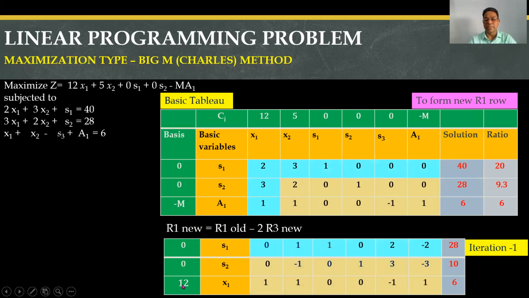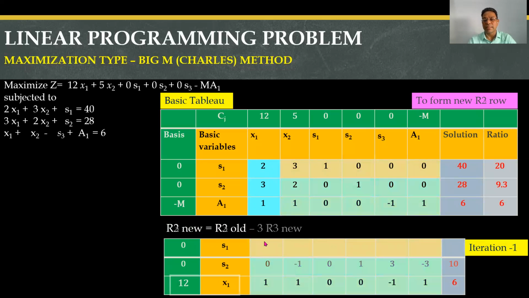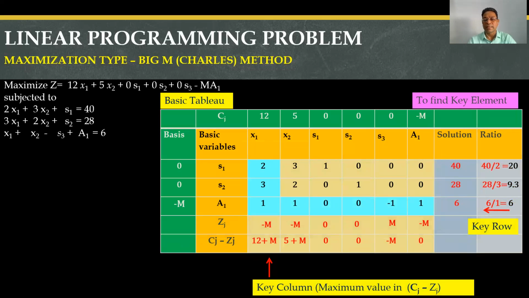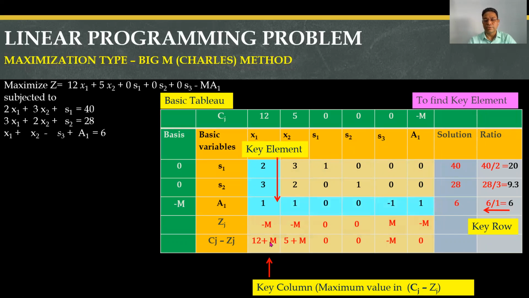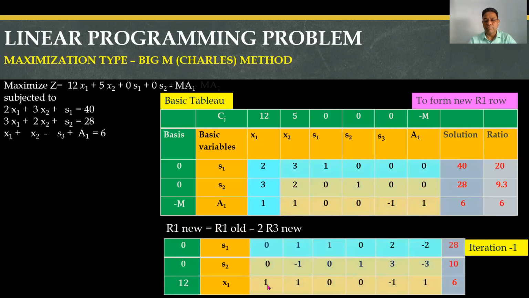Now since x1 is a basic variable, it should be part of the identity matrix. So what was the identity matrix earlier? The identity matrix earlier here was S1, S2 and A1. Who is leaving the variable? A1 is leaving the variable. So this entry 1 0 0 should be obtained here from the bottom 1 0 0.